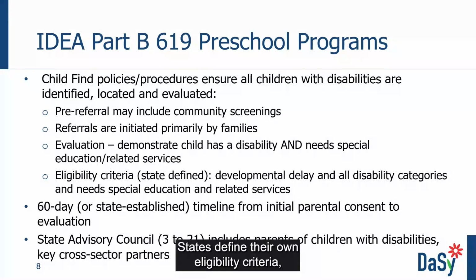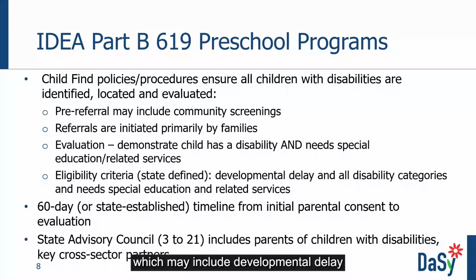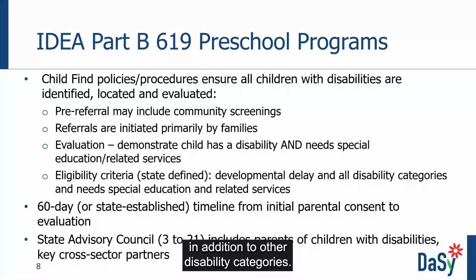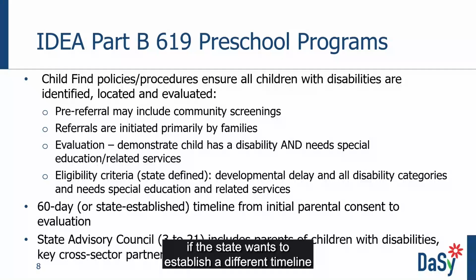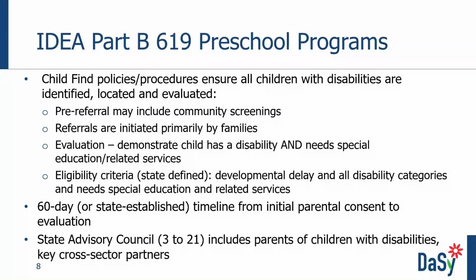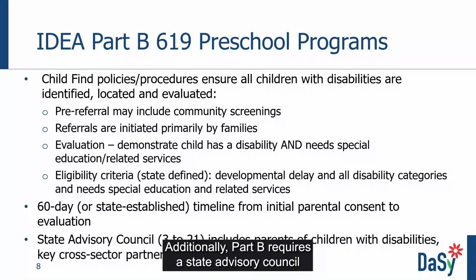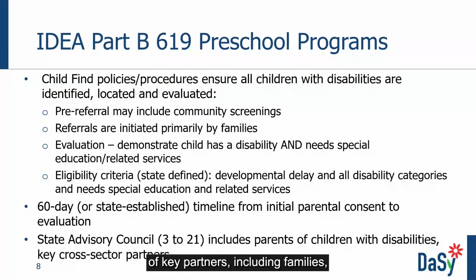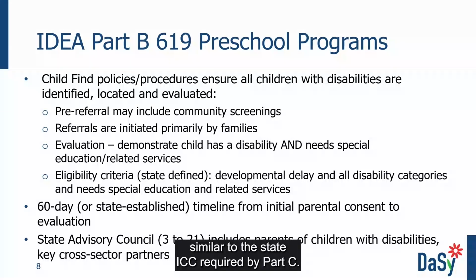States define their own eligibility criteria, which may include developmental delay, in addition to other disability categories. Part B also has a required timeline of 60 days or fewer if the state wants to establish a different timeline, from initial parental consent to evaluation. Additionally, Part B requires a state advisory council of key partners, including families, similar to the state ICC required by Part C.